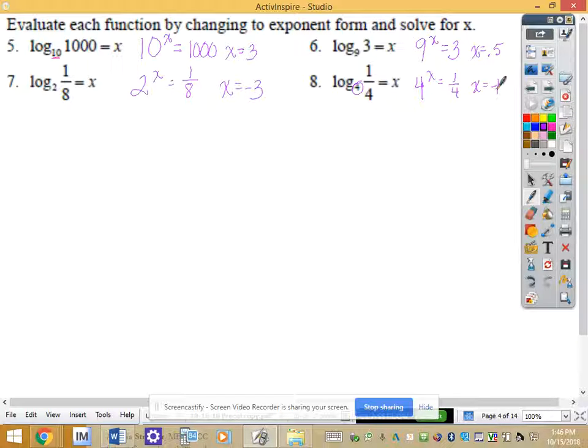If you're putting these in the calculator, please remember that if you have something like this, you have to change the base. So you can either do log of 1/8 over log of 2, or you can say ln of 1/8 over the ln of 2 and get your answer. It does not matter which method you use, whether you solve the exponent or whether you simply put it in the calculator, that calculation is up to you.